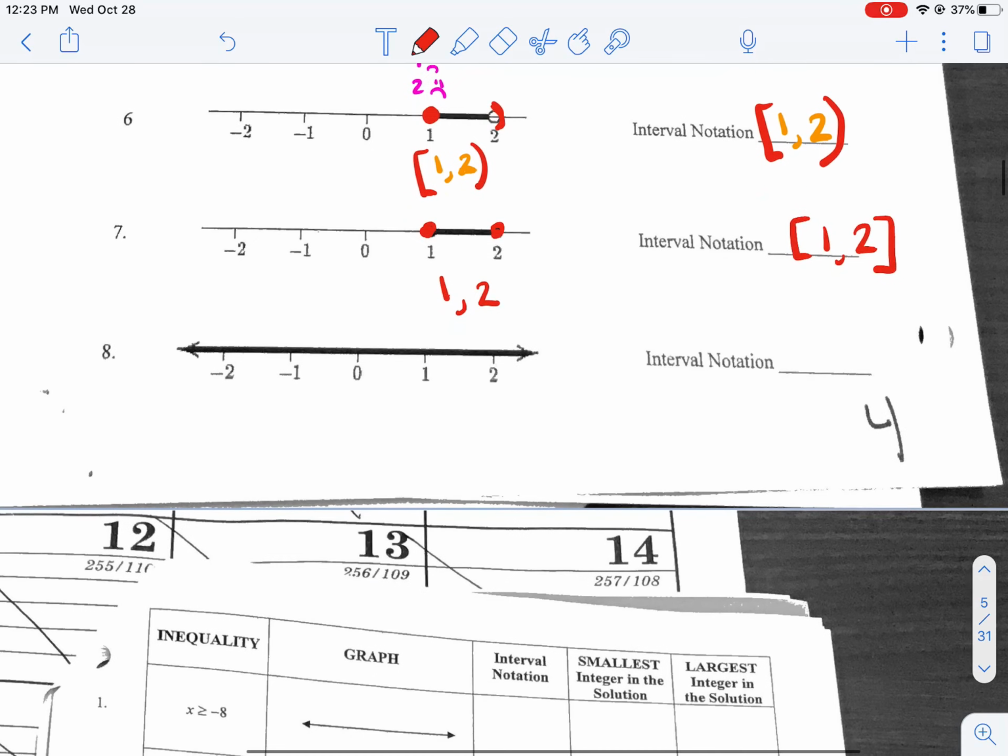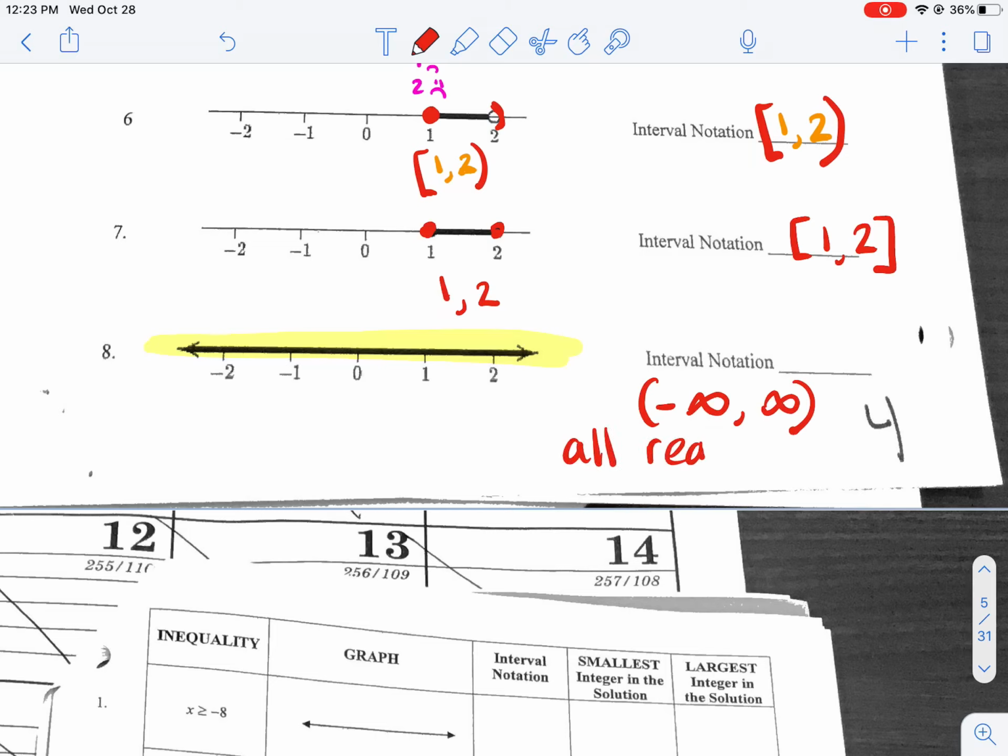Okay? This here, when you see how this whole thing is going both ways filled in? This is what we would call negative infinity to positive infinity, or all real numbers.